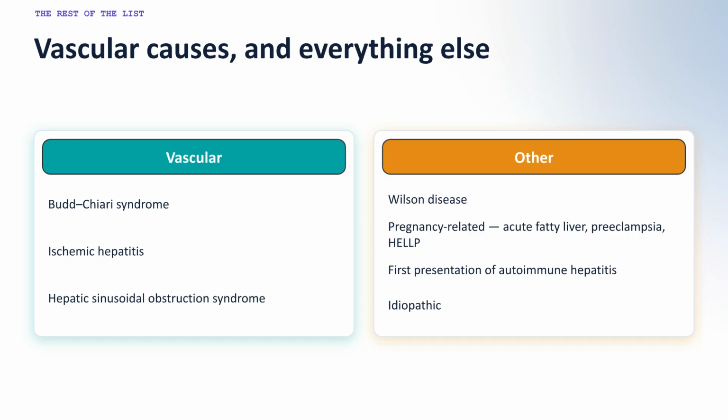The rest of the list. Vascular causes are Budd-Chiari syndrome, ischemic hepatitis, and hepatic sinusoidal obstruction syndrome. Then the others. Wilson disease, pregnancy-related liver failure, which covers acute fatty liver of pregnancy, preeclampsia, and HELLP syndrome, the first presentation of autoimmune hepatitis, and a genuinely idiopathic group. In a woman of childbearing age, a pregnancy test is part of the workup for exactly this reason.